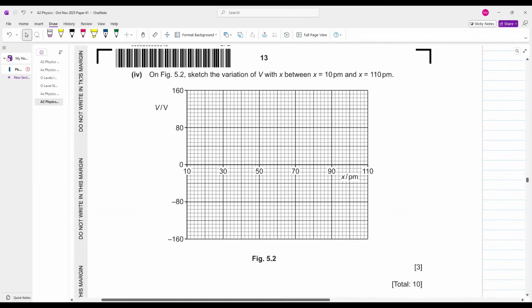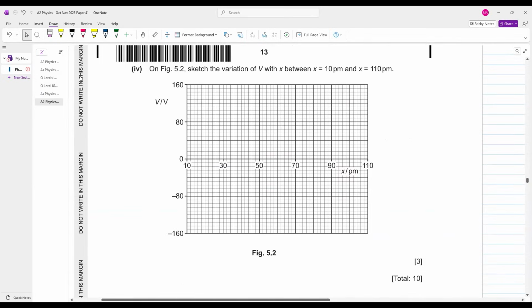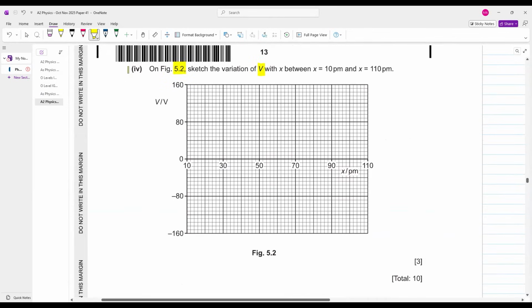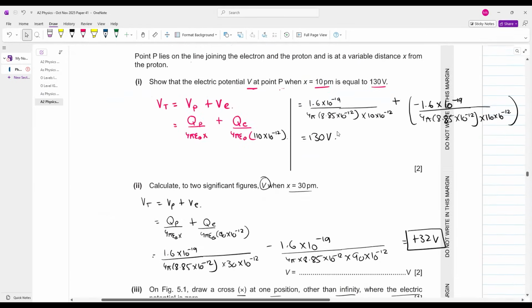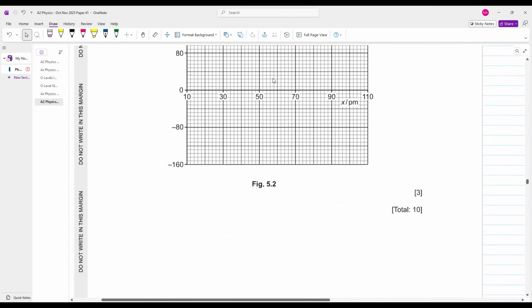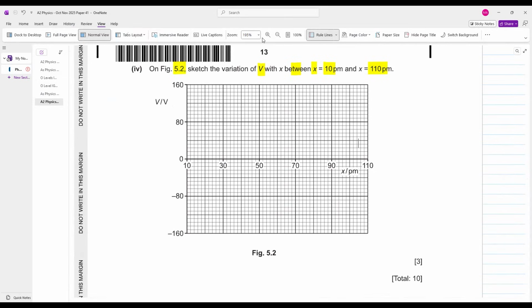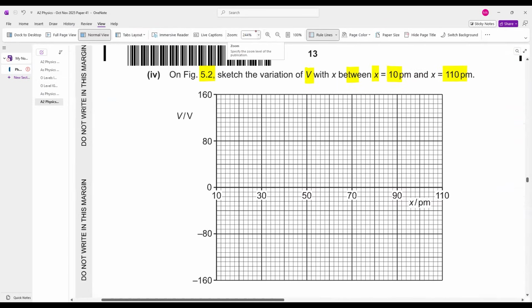Let's move ahead. Okay. What do we have? So many graphs in this paper. I hope the threshold was low in this paper. On figure 5.2, sketch the variation of V with x between x equals 10 picometer and x equals 110 picometer. Okay. So at 10 picometer, what was your electric potential? 130. It was 130, right?